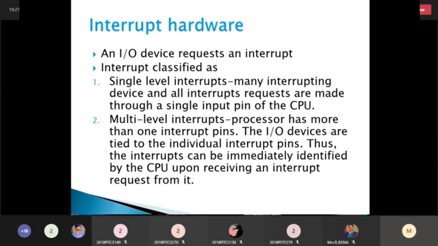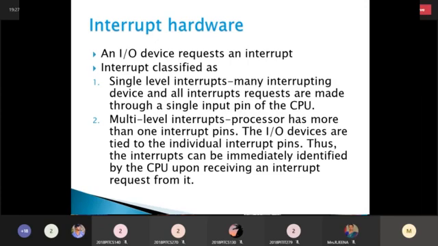Many interrupting devices, and all the interrupt requests made by these input-output devices, go through the single input pin of the CPU. If it is through a single input pin of the CPU, that type of interrupt comes under the single level interrupt. What about the multi-level interrupt? In the sense the processor has more than one interrupt pin. The input-output devices are tied to individual interrupt pins. Thus, the interrupt can be immediately identified by the CPU upon receiving an interrupt request from it.